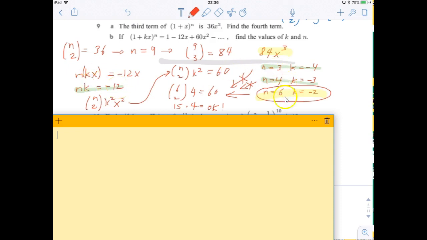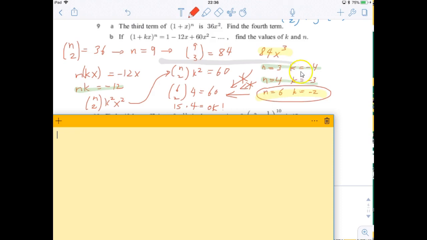So let's try 3, 4, and 6. n equals 3, n equals 4, n equals 6. Let's figure out the k values that when multiplied together with n would give us negative 12. So paired with n equals 3, you'd have k equals negative 4. Paired with n equals 4, you would have k equals negative 3. And paired with n equals 6, you would have k equals negative 2. I don't remember why I dismissed n equals 2, k equals negative 6, but for some reason I did. And it didn't affect me because that wasn't the answer.